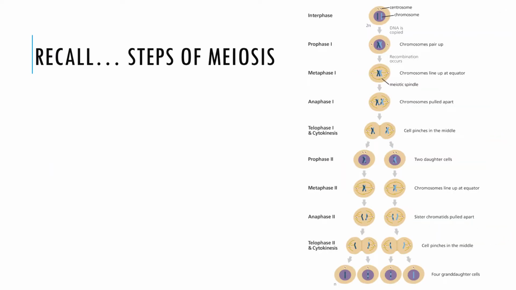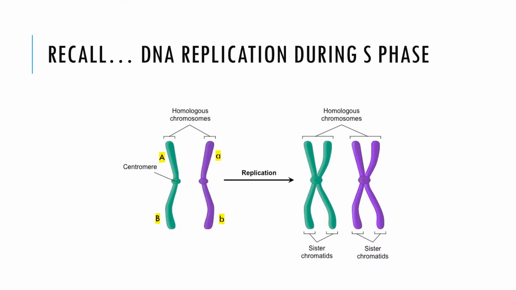All right, let's revisit the steps of meiosis. So in meiosis, we start with a diploid cell, meaning it has two copies of every chromosome. It has a mom copy and a dad copy. They're homologous. When we go through interphase, we go through G1, we go through S, which is where my DNA is copied, and then we go through G2. Let's focus in on S for a quick second. What does that really look like? So if we look at my homologous chromosomes right here at the beginning, notice that one of them has capital A, capital B, one of them has lowercase a, lowercase b.